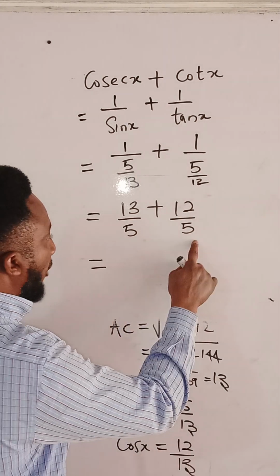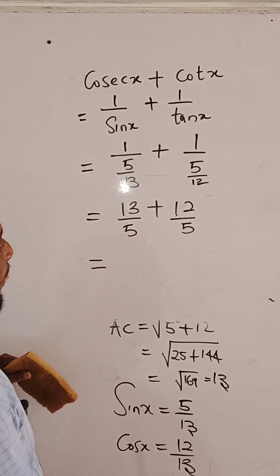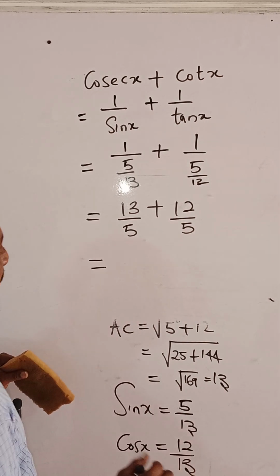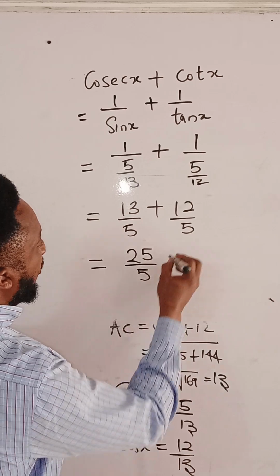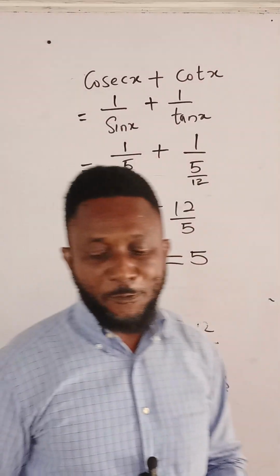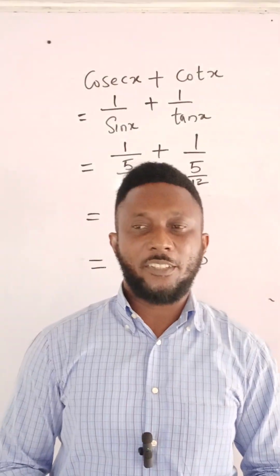Now, the two denominators are the same. We retain one of them and add both numerators. This will give us 25 all over 5, which is 5. As a matter of fact, it's the nicest question we have seen so far.